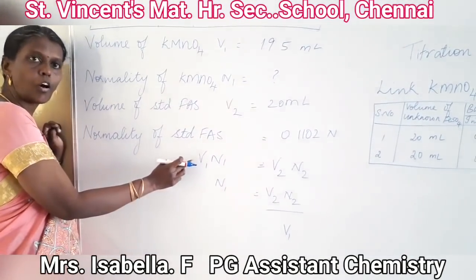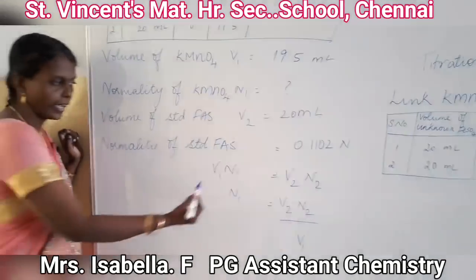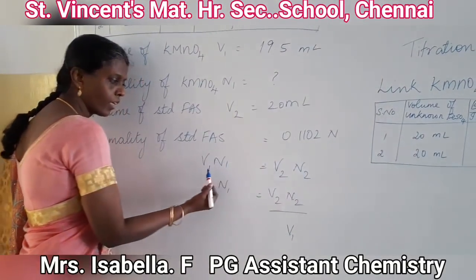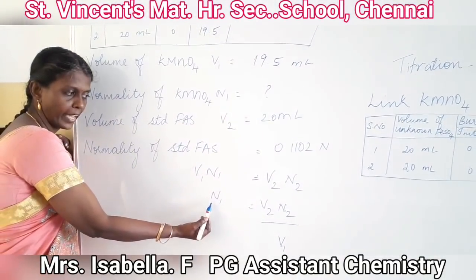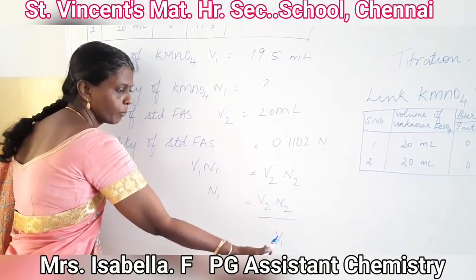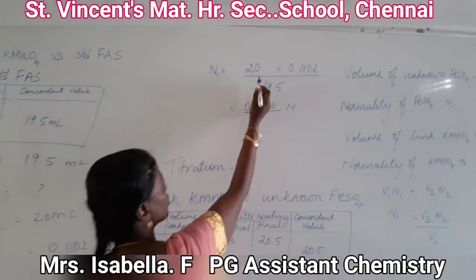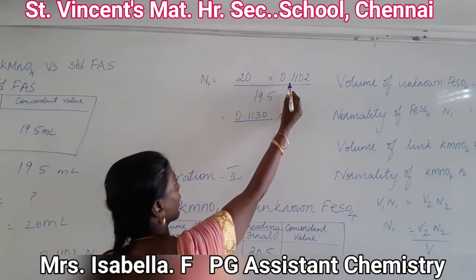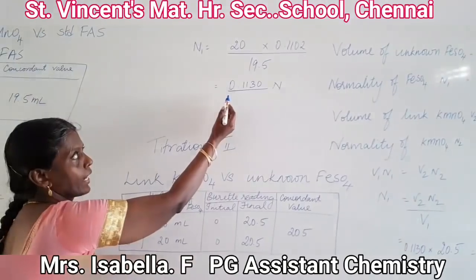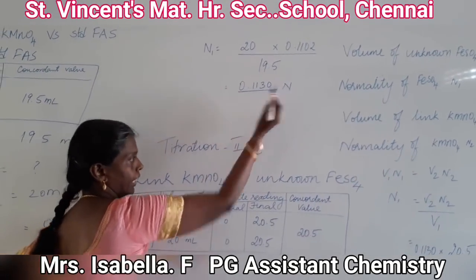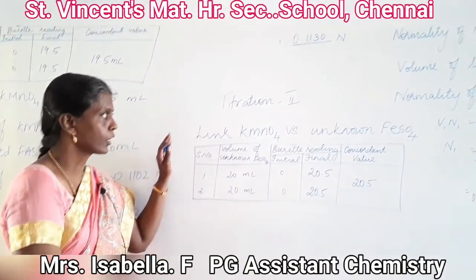Now according to this law of volumetric analysis, when two solutions are reacting with each other, if their normalities are the same, the volumes in which they react will also be the same. Therefore, we have N1 is equal to V2N2 by V1. Substituting these values here, your V2 was 20 and your N2 is 0.1102 and your V1 value is 19.5. So we get 0.1130N. Now this is the normality of the link potassium permanganate solution.